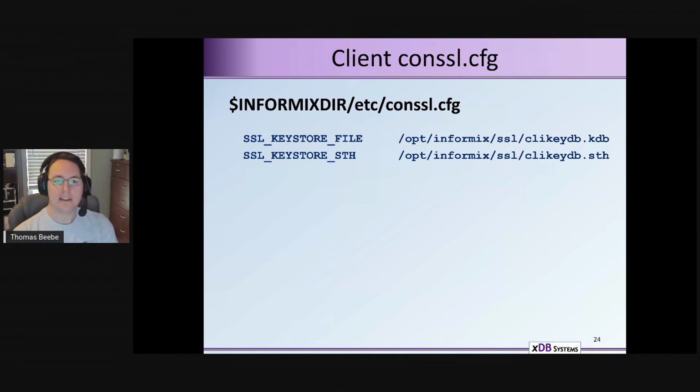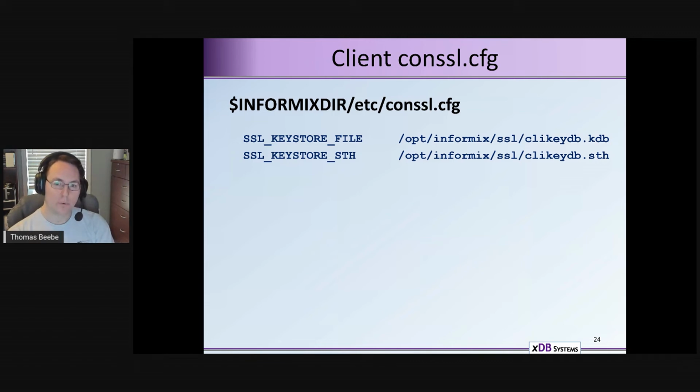The next thing we need to do is create this conssl CFG file. You can't put it in another directory. You can't call it something else. This is where it has to be. It doesn't matter if it's Windows or Unix or anything else. It's got to be informix/etc/conssl. Our keystore file is going to be, you tell it where that file is. The stash is going to be the full path to the stash file, and these need to be full paths.